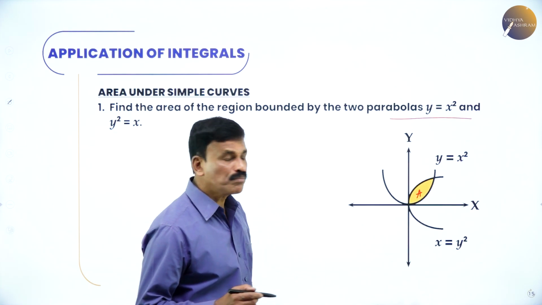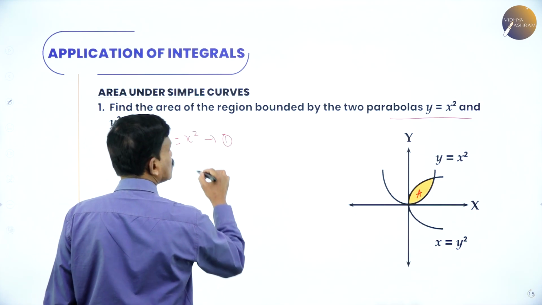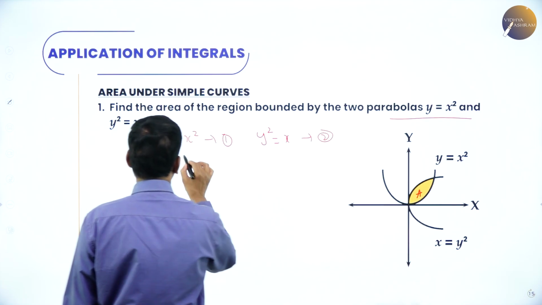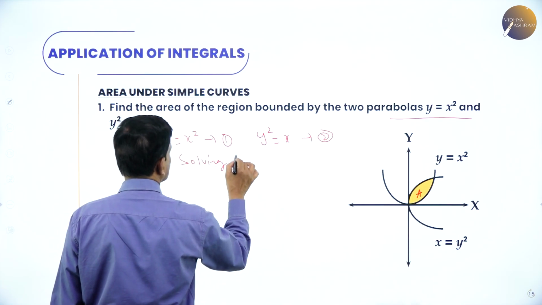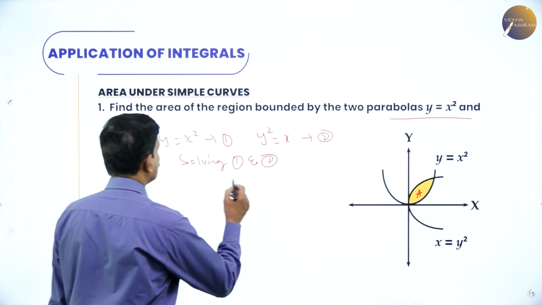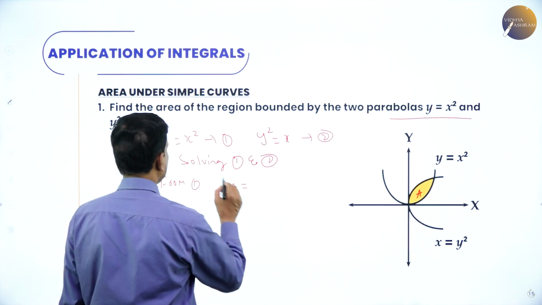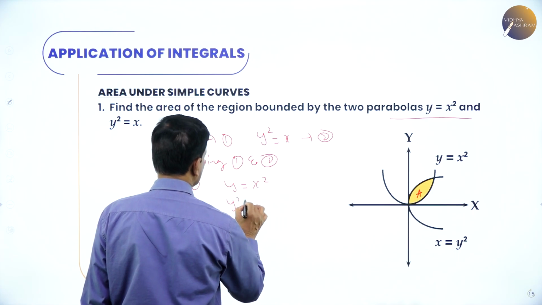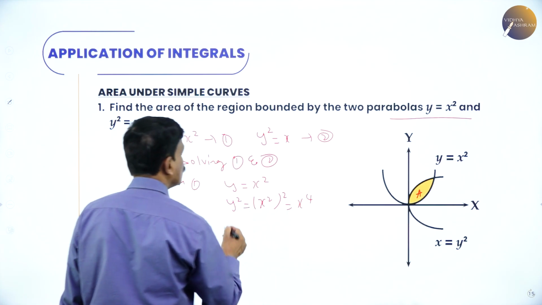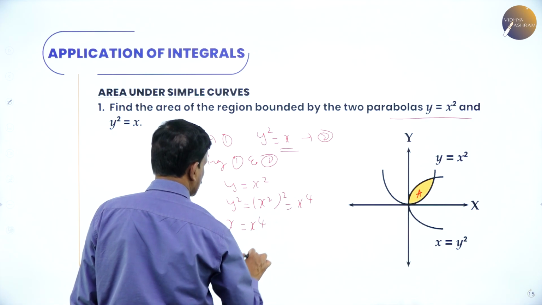Okay, now just find out the points. What are the curves given? Given y is equal to x square, let us represent this as equation number 1, and y square is equal to x, equation number 2. Solving 1 and 2. Now from 1, y is equal to x square, squaring this, y square is equal to x square whole square, which is nothing but x to the power of 4. Now substitute y square is equal to x. So x is equal to x raised to 4.